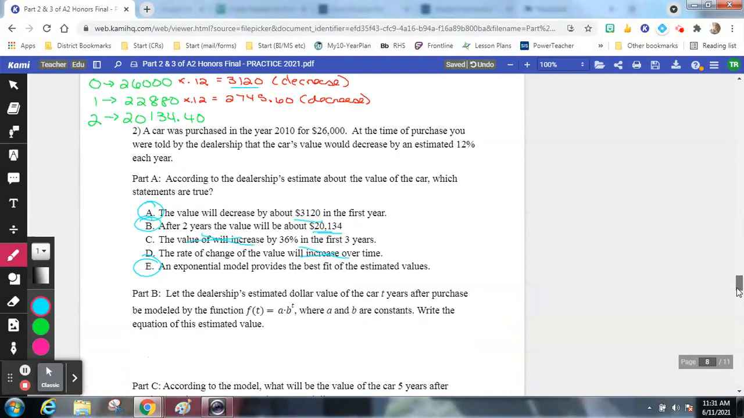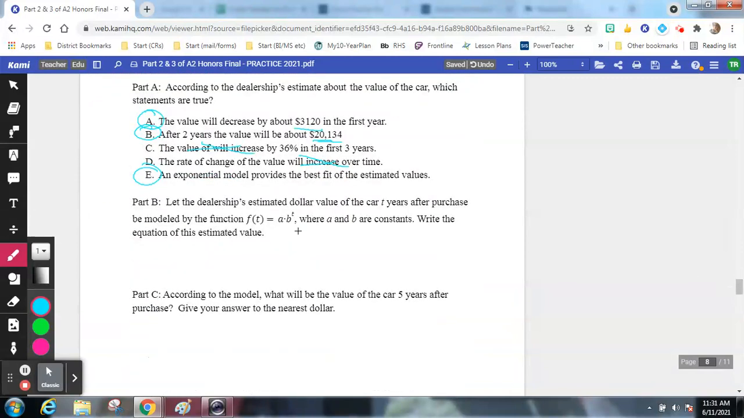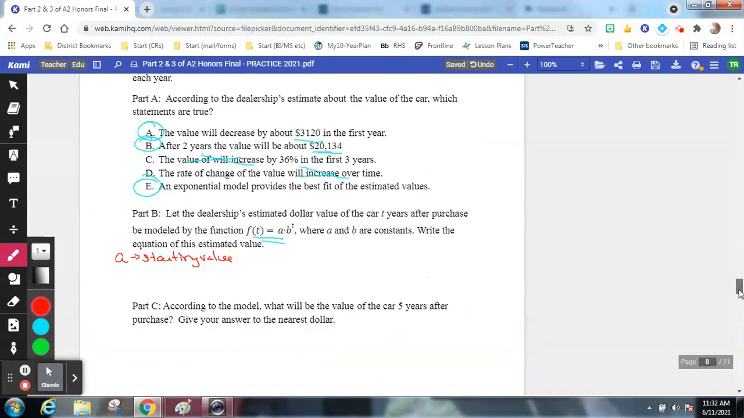So let's go through, because the next part actually leads us into writing the exponential function. And I'm giving you this to help. So it says, let the dealership's estimated dollar value be t years after purchase, modeled by f of t equals a times b to the t, where a and b are constants. Write the equation of the estimated value. Well, a is your starting value. A is always your starting value. So what was our starting value? $26,000.